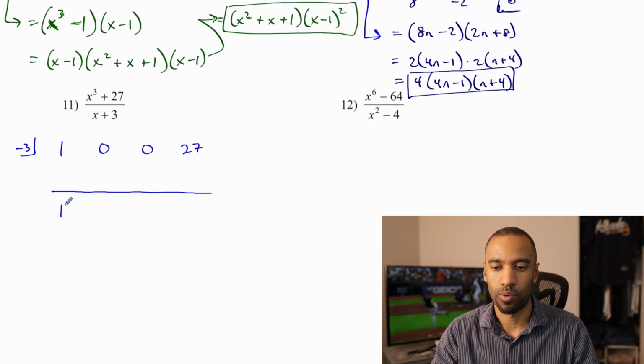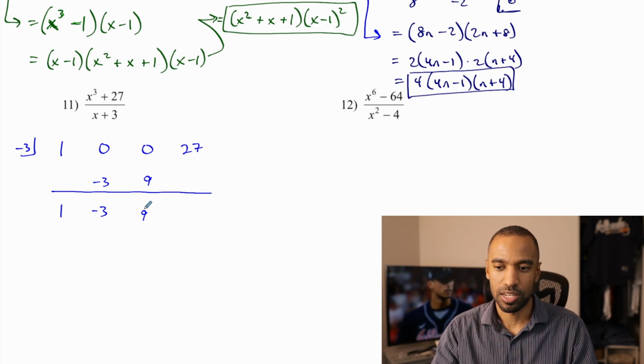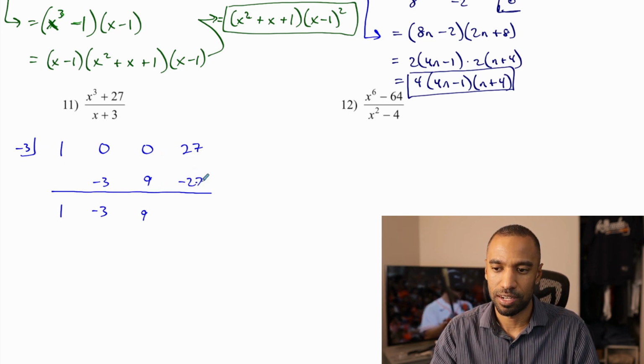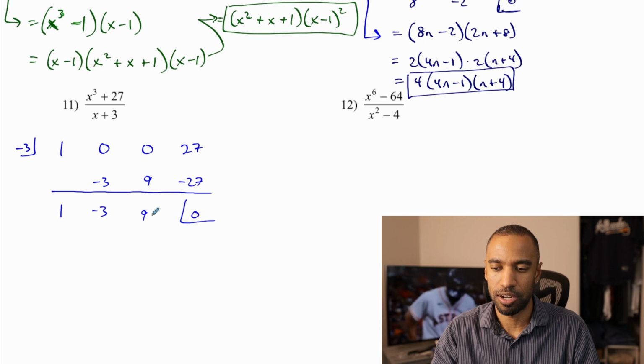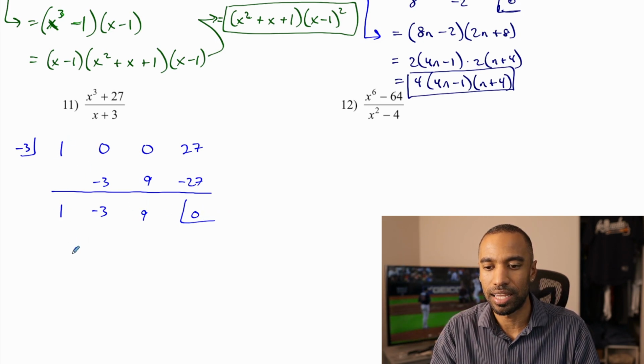So here we go. Bring the 1 down. 1 times negative 3 is negative 3. 0 minus 3 is negative 3. Negative 3 times negative 3 is 9. 0 plus 9 is 9. 9 times negative 3 is negative 27. 27 minus 27 is 0. There's our remainder. And we are left with these right here. This was the cubic. This is now a quadratic. That is x squared minus 3x plus 9.